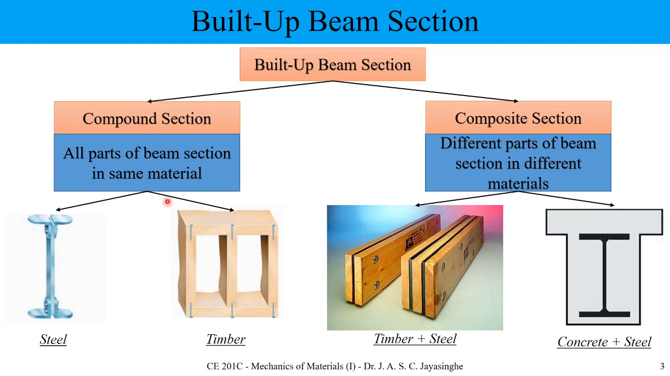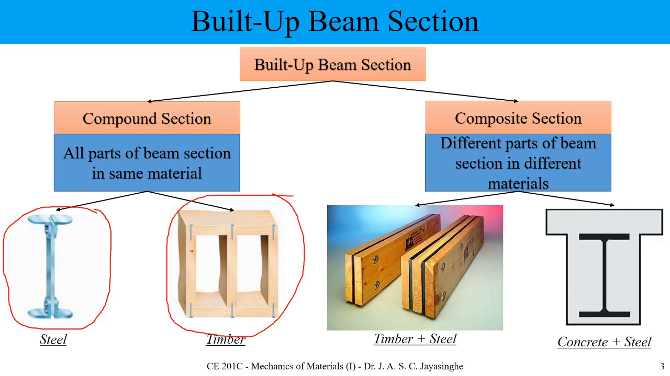Compound section: here we can see directly a steel I section, and a timber assembly structure. Here we are using the same type of material, no different material. This is also an assembly of parts. We have different parts that we assemble using bolt connections, and here we are using nail connections.